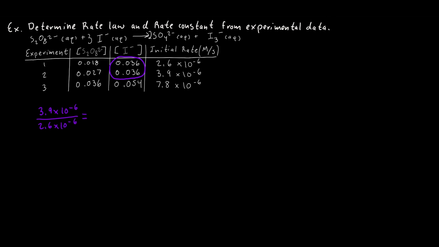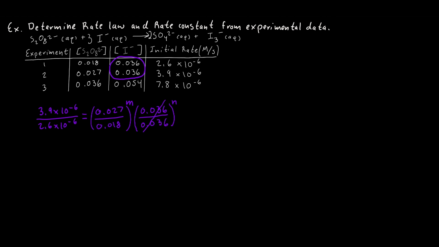The K's will cancel out, and then we put the concentration of S2O8 2 minus for experiment 2 on top, and then for experiment 1 on the bottom. And that'll be raised to the m power, which is what we're trying to solve for. And then for I minus, they're held constant at 0.036 molar. And so those will then cancel out.